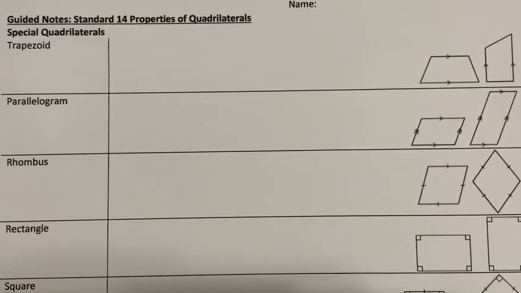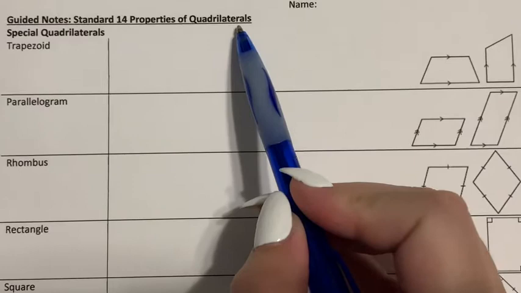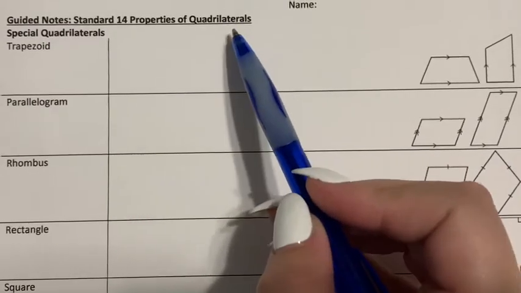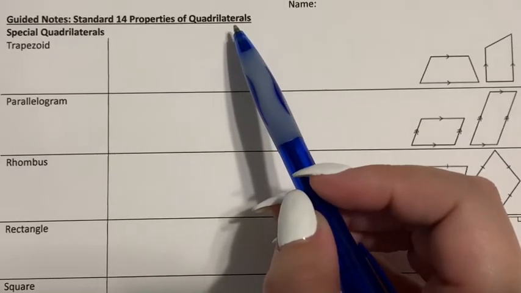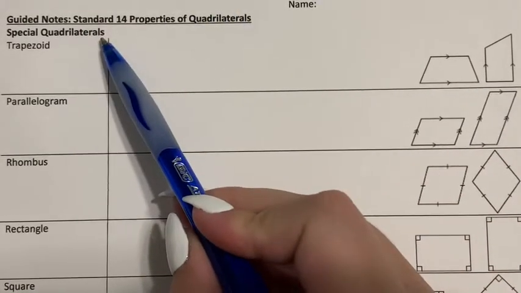Hi everybody, we're going to take a look at guided notes for standard 14, properties of quadrilaterals. And in today's notes, we're actually going to be doing a lot of investigating. We'll complete 4 different activities to learn about these special quadrilaterals.